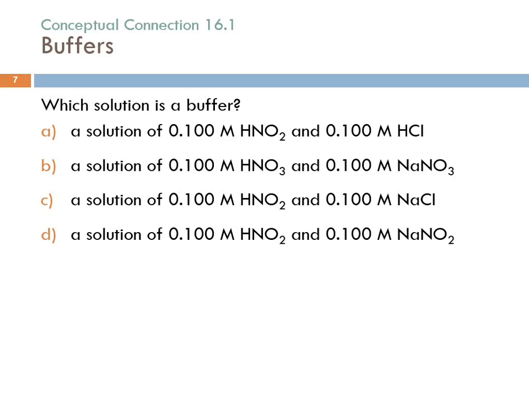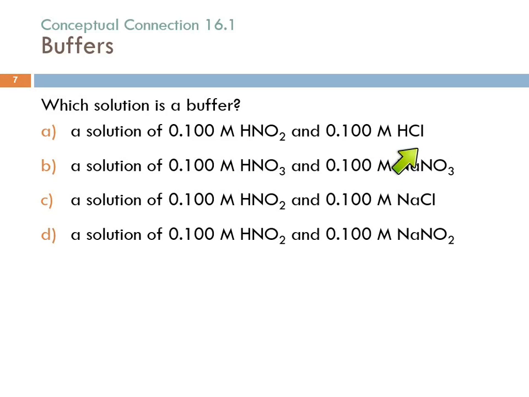So, I don't usually do the conceptual connections, but I kind of like this one. Here's 4 different solutions. Which one of these is a buffer? Let's just look at them. They've all got 0.1 molar this and 0.1 molar something else, so the concentration's not different. Let's look at this. What is that, HNO2? It's an acid. Strong or weak? Weak acid. Okay, so that's a good sign for it being a buffer.